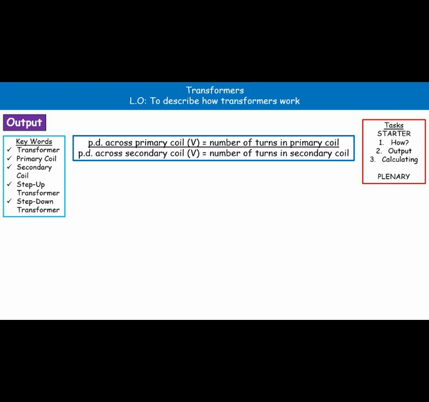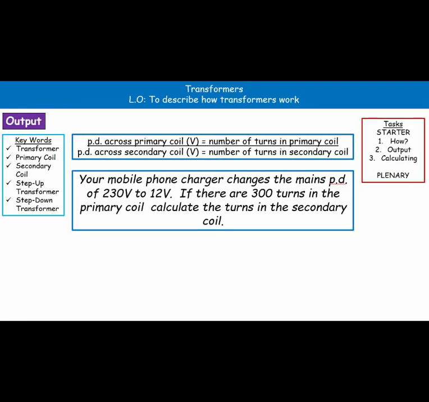Now what you could be asked to do is to work out any of those on there. So you've got to be able to rearrange this. Now what we're going to do is have a look at the kind of question we could have. We'll go through a worked example for it, and then I'll give you a chance to have a go at doing your own as well. So an example of the kind of question we could have is on your screen at the moment. Your mobile phone charger changes the mains potential difference of 230 volts to 12 volts. If there are 300 turns in the primary coil, calculate the turns in the secondary coil.